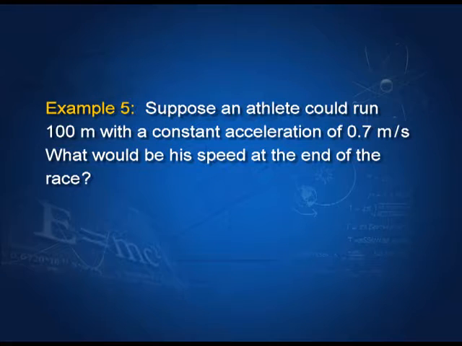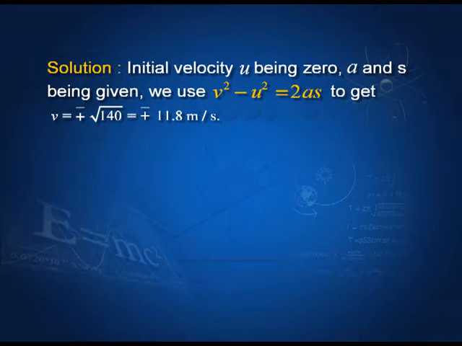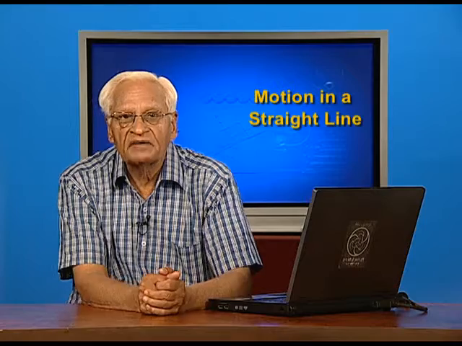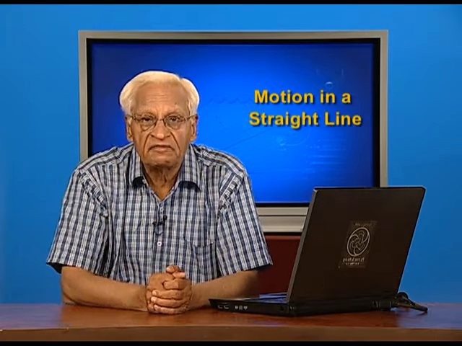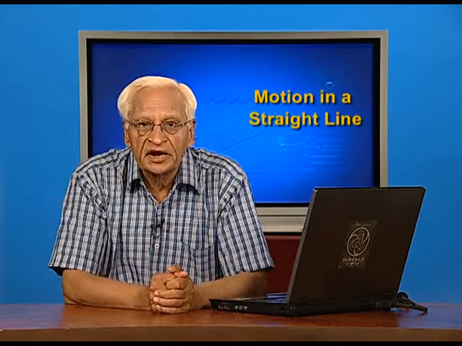Suppose an athlete could run 100 meters with a constant acceleration of 0.7 meters per second square. What would be his speed at the end of the race? Solution: initial velocity u being 0, a and s being given, we use v squared minus u squared equal to 2 a s to get v equal to plus minus root of 140, which is equal to plus minus 11.8 meters per second.